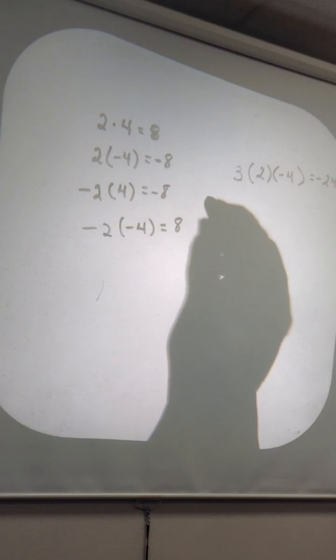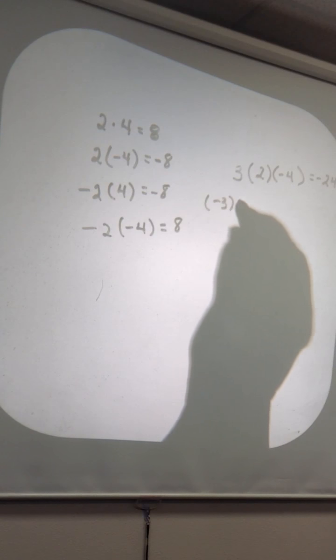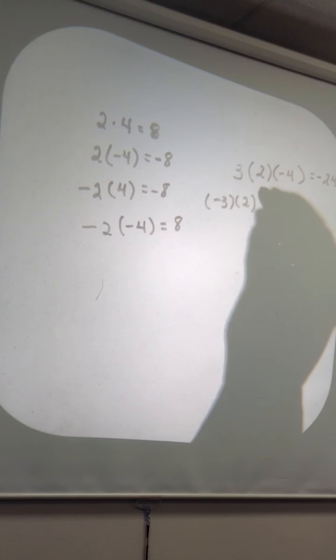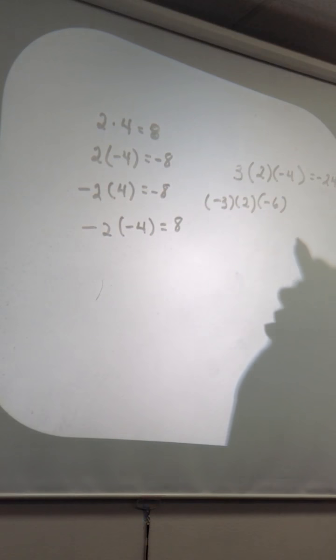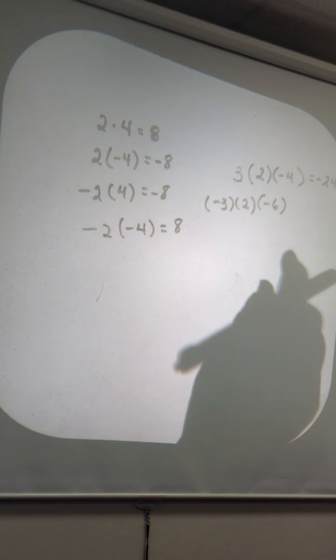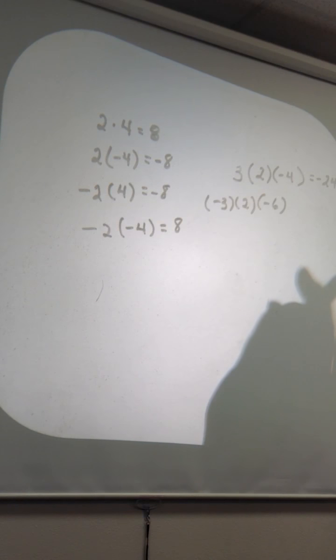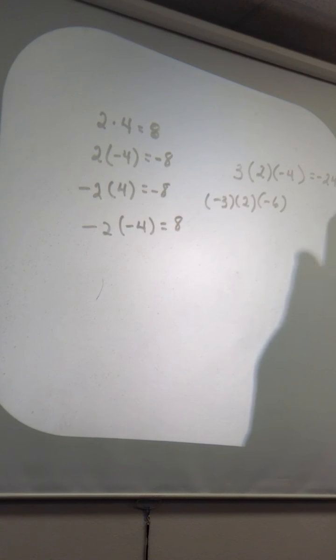Okay, so then I'm going to have negative 3 times 2 times negative 6. What's that? What is it, Elena? 36. I can't hear you. 36.